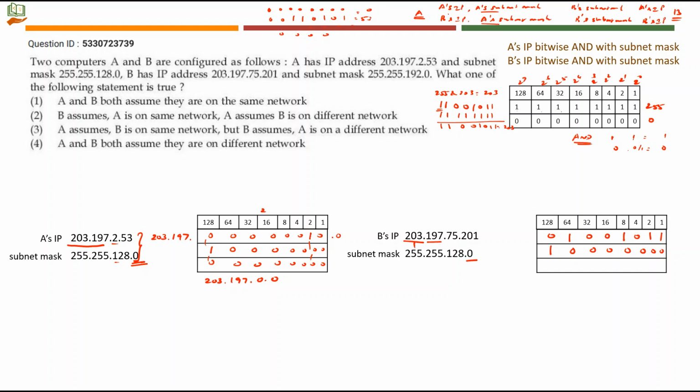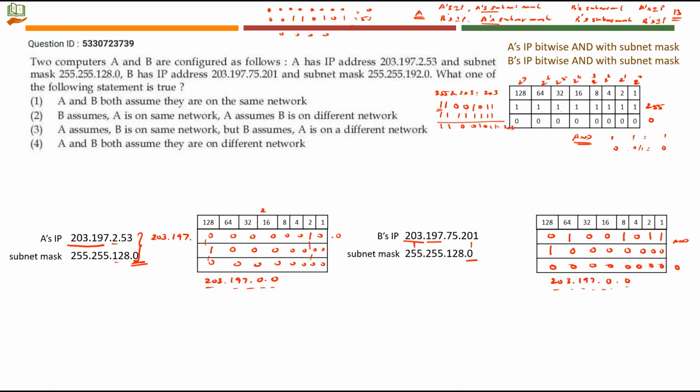Now we have to do AND operation between these two. 1 and 0 is 0, 1 and 0 is 0. This is also 0, 1 and 0 is 0. These two are 0, 1 and 0 is 0 and 1 and 0 is 0. So we are getting 0 everywhere. So the value will be 203, 197, 0 dot. The final value is also going to be 0. We got 203.197.0.0 in both the places. So this is from the perspective of A.